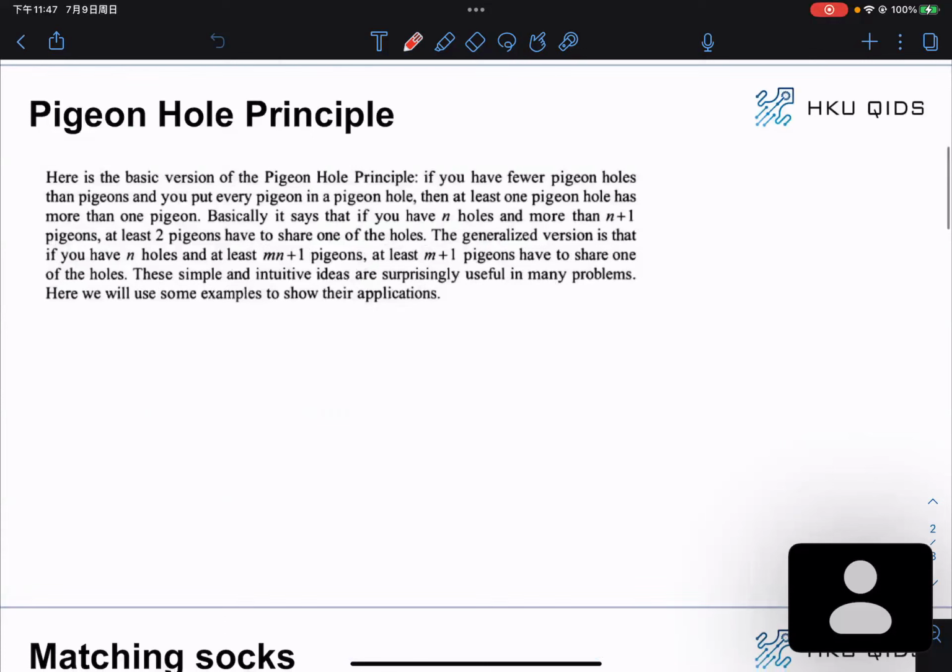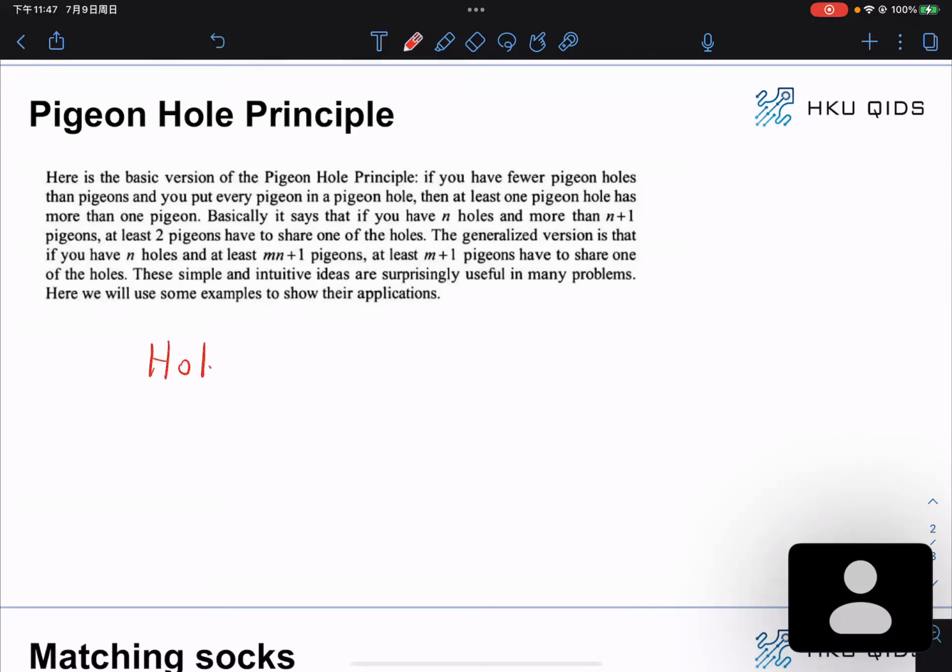So first, let's discuss a little bit about this principle itself. The basic version is, and basically it's why it is named after a pigeon: if I have fewer pigeonholes than the number of pigeons, and I put every pigeon in a pigeonhole, then at least one pigeonhole has more than one pigeon. It seems a little bit stupid and too obvious, but let's write it down.